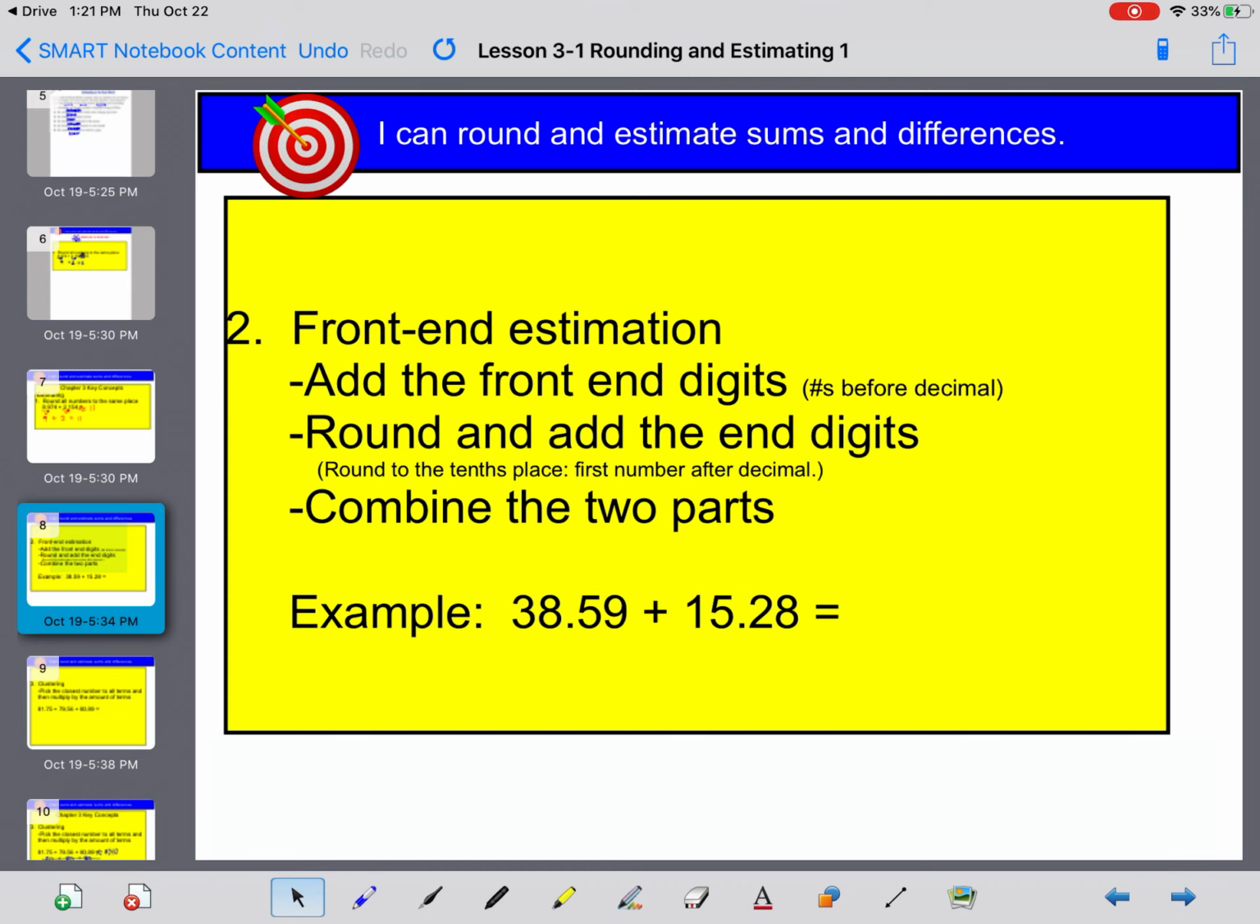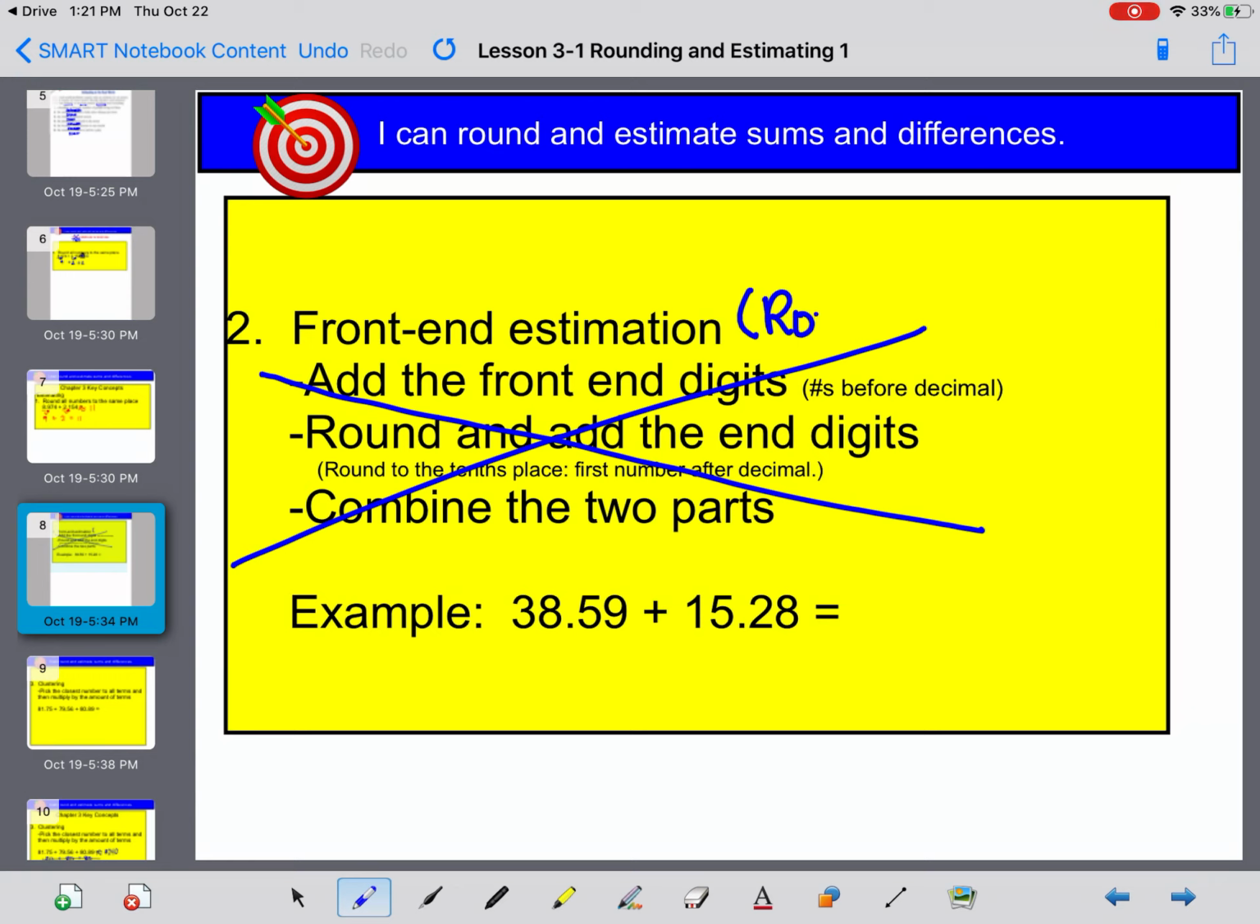The second one that's in your notes, and I would like you to cross it off, is front-end estimation. And instead, I want you to write, with all of these questions, that you are going to round to the tenths place. So on your homework also, if you have a problem that says use front-end estimation, let's agree that we will round them all to the tenths place. Also, I want to reassure you at this time that you will not have any of those questions on your quiz or on your test.